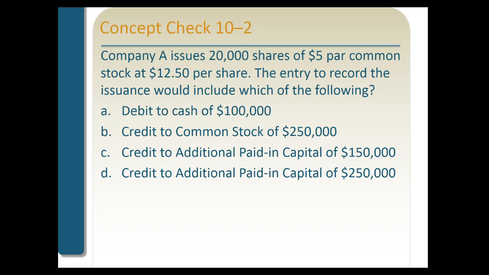Let's check a question here. Company A issues 20,000 shares of $5 par common stock at $12.50 per share. The entry to record the issuance would include which of the following? A, a debit to cash of $100,000, B, a credit to common stock of $250,000, C, a credit to additional paid-in capital of $150,000, or D, a credit to additional paid-in capital of $250,000.